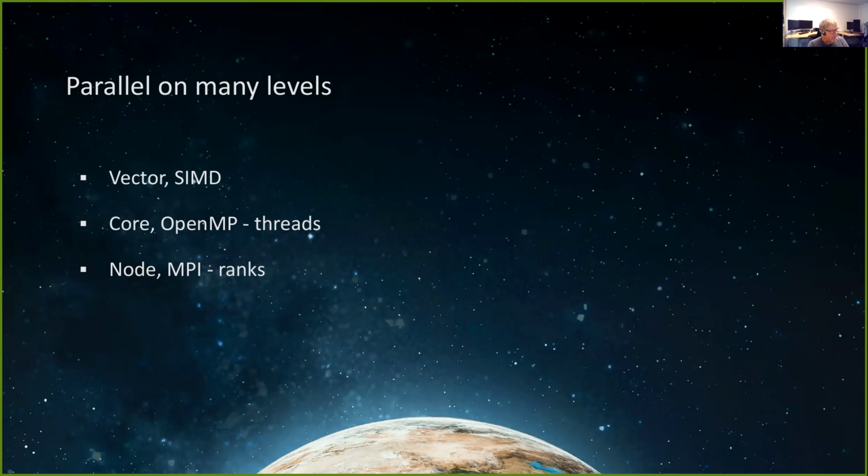Then we have several cores. We already learned about OpenMP, and we have multiple threads. So within each processor or each socket, we have up to 64 threads. First of all, we have the SIMD with 4 or 8. Then we have 128 threads in a single node. And then we employ multiple nodes on top of that with MPI ranks. So we have at least three different levels of parallelization here.